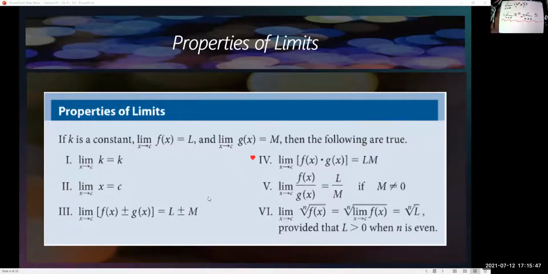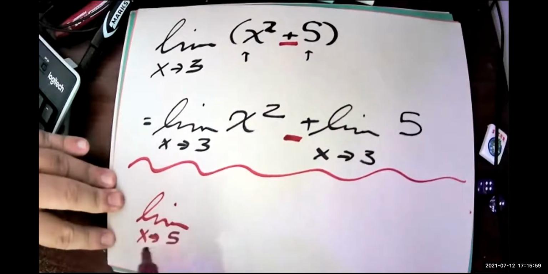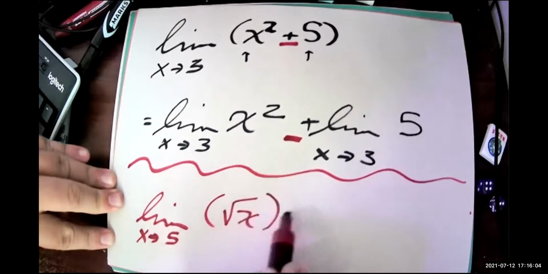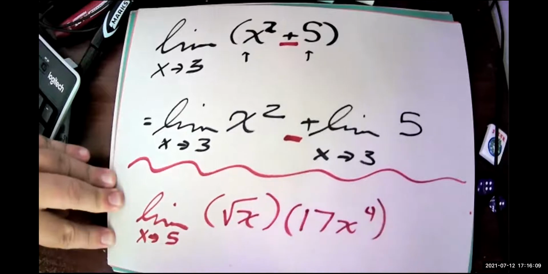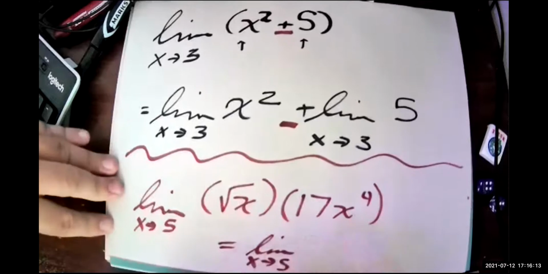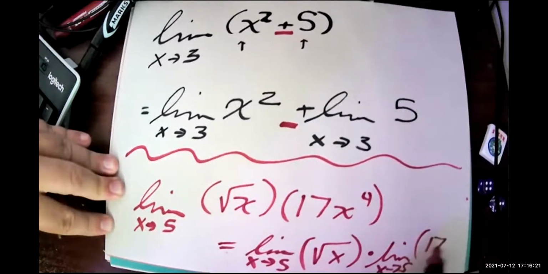If you also wanted to think about limit rule number 4, which is this one I'm talking about now, you'll notice that if you multiply them, you can kind of write them as multiplied as well. So that would look kind of like this. Whereas if you had a thing like the limit as x approached 5, I'm making new numbers up just to make it interesting, of like the square root of x times 17x to the 4th, right? Well, you can write that as the limit as x approaches 5 of the root of x times the limit as x approaches 5 of 17x to the 4th.